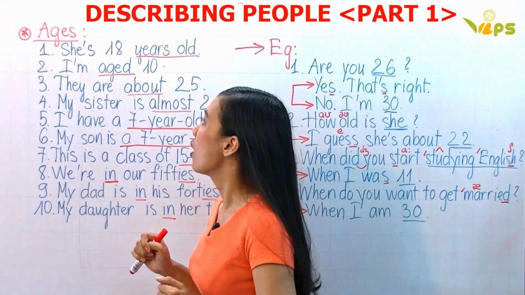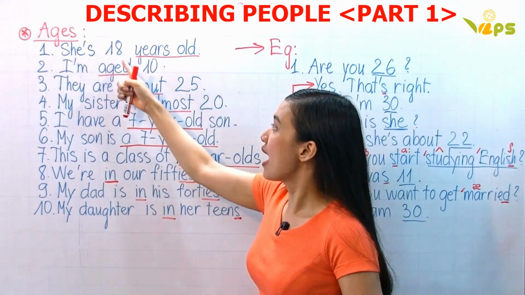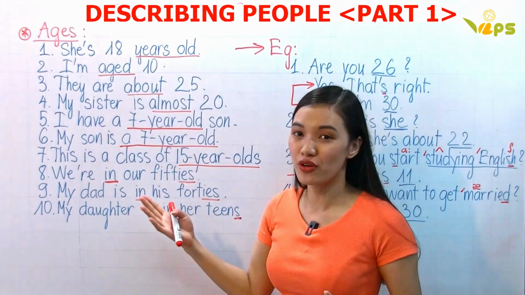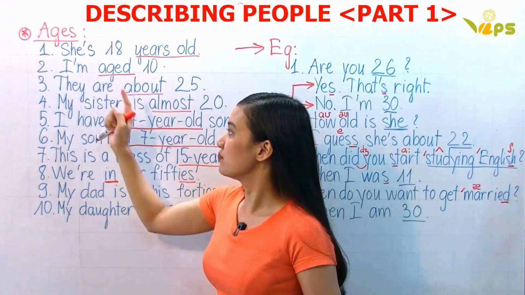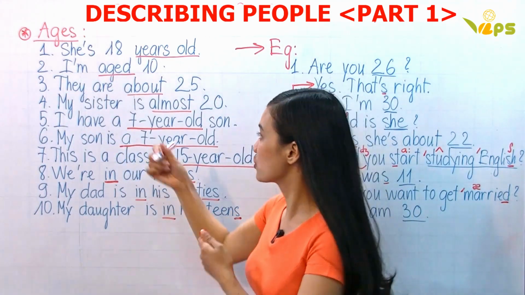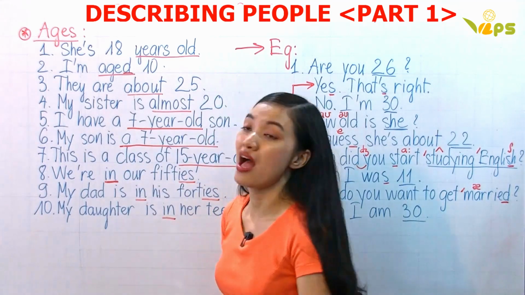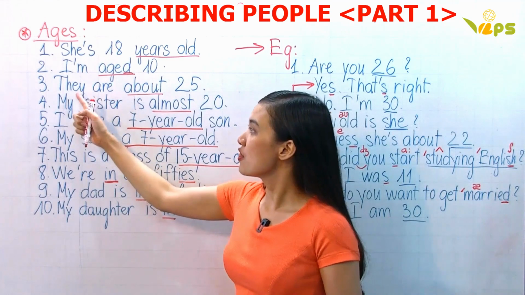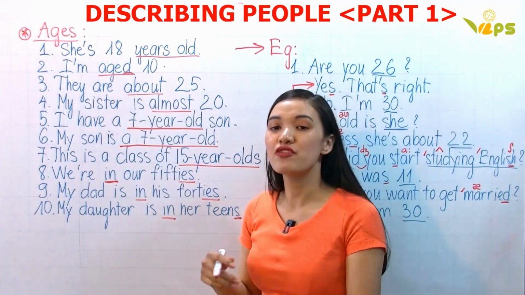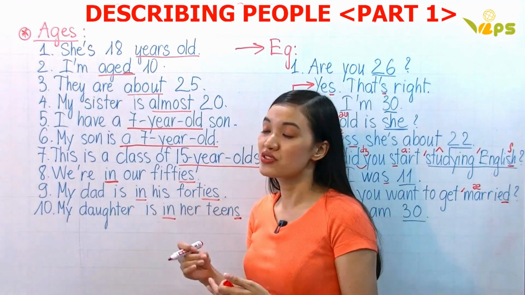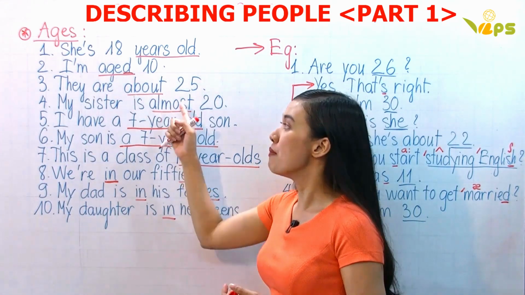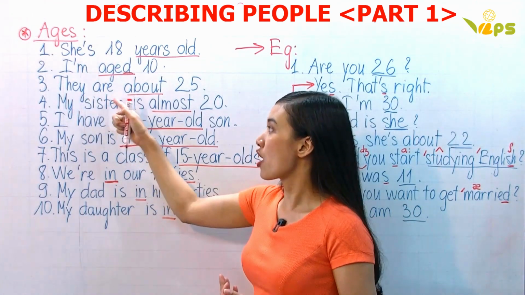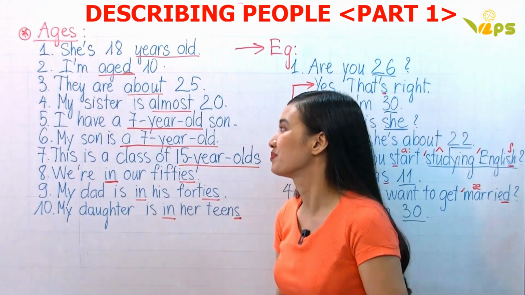Now, 1. She's 18 years old. You all know about this one, right? This one, I'm aged. Remember, age with D here. I'm aged 10. They are about. If you are not sure about a person's age, you can guess about, maybe like 24, 25, or 26. They are about 25.